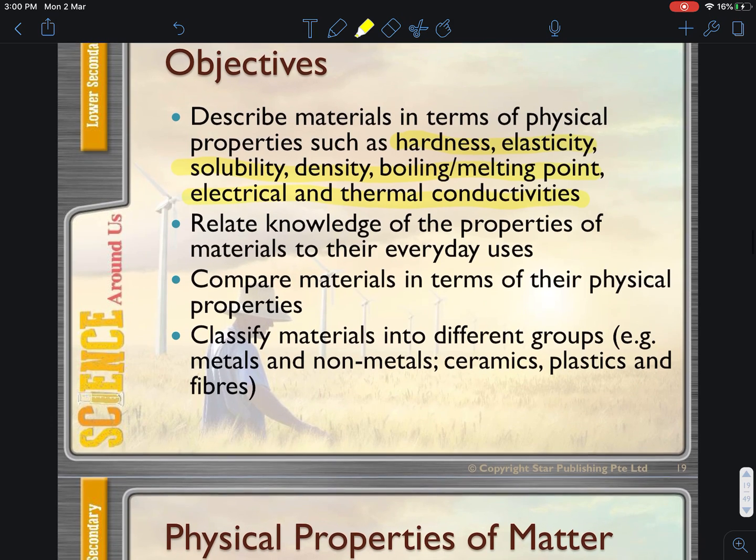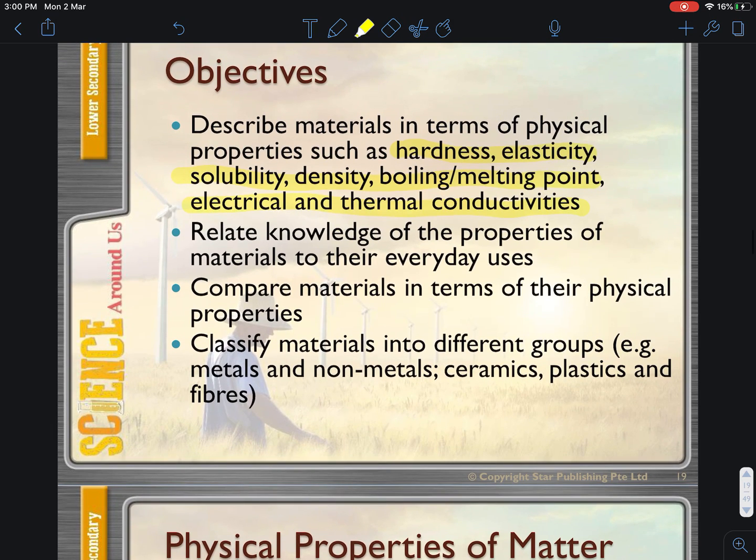Next, we also have to compare the materials in terms of physical properties. The reason for being able to compare is so that we can actually choose the appropriate or the best materials to make the particular item that we want. And definitely, there are some ways to classify materials, be it from metals and non-metals, and examples of non-metal would be your ceramic, plastics, and fibers. And all this will be actually further explained in the subsequent lesson.